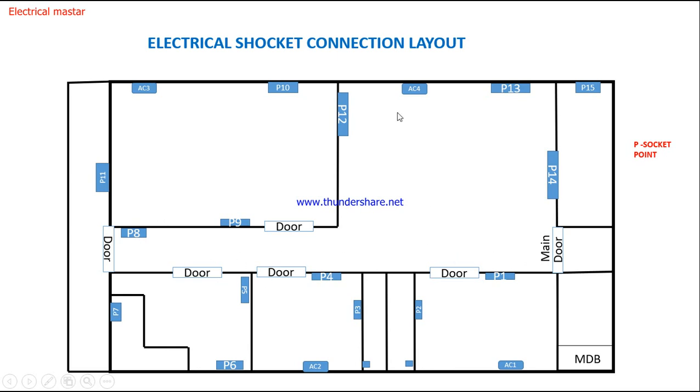In this way we have to put the power sockets, and where we are fixing ACs, the AC breaker connection also we have to mention. And from the entrance, on the left side, I am putting the main DB. Here the main DB will be installed. Now you will clearly understand where the power sockets are coming, where the ACs are coming, and where the main DB is.